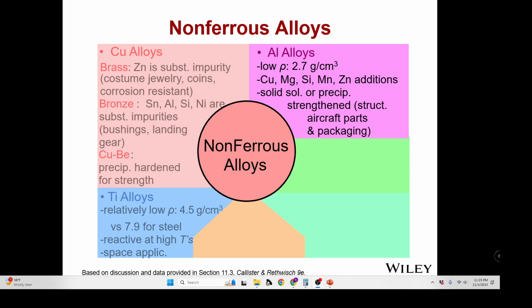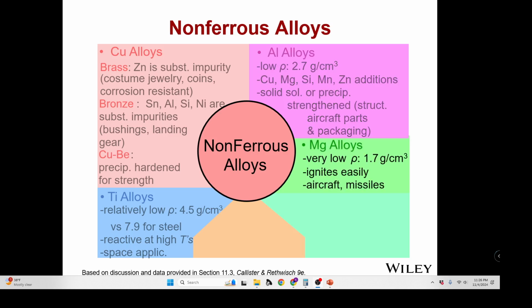Aluminum alloys, very low densities, lower than titanium, significantly lower than steel, 2.7 grams per cubic centimeter versus 7.9 for steel. So significantly lighter, almost a third. Copper, magnesium, silicon, manganese, and zinc are common additions. They're solid solutions or precipitation strengthened, things like structural aircraft parts and packing, to make very strong materials, almost like a mild steel, but with a third of the density.